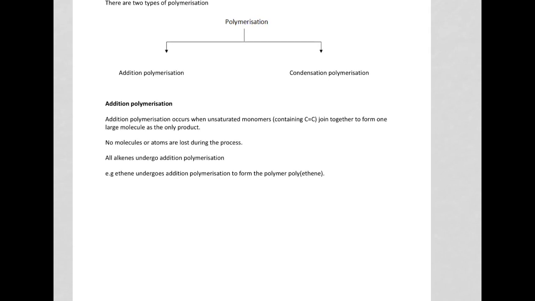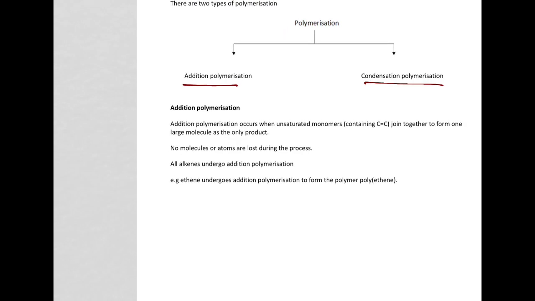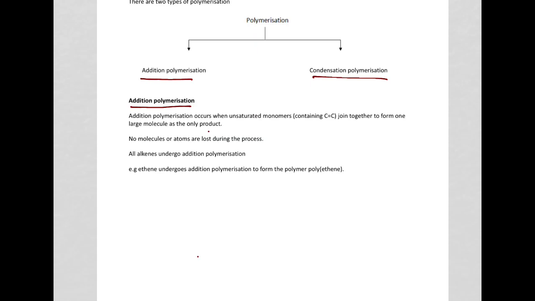Now, there are two types of polymerization reactions. There's addition polymerization and condensation polymerization. We're going to look at one of them at a time. Addition polymerization occurs when unsaturated monomers, meaning they contain C double bonds, join together to form one large molecule as the only product. These are the important keywords here. It is the only product.